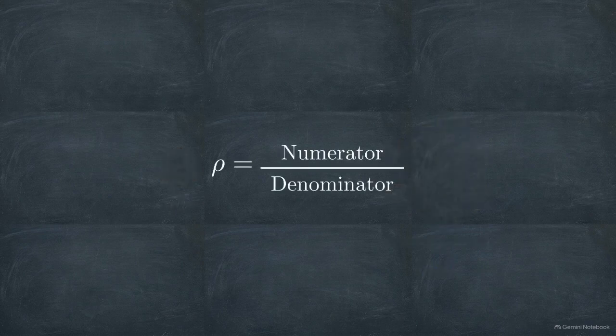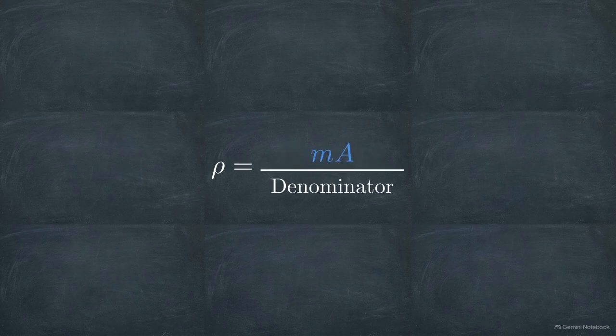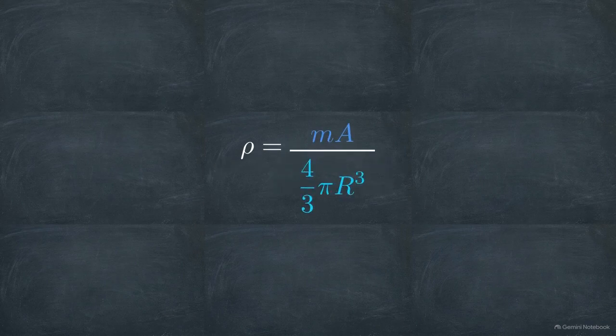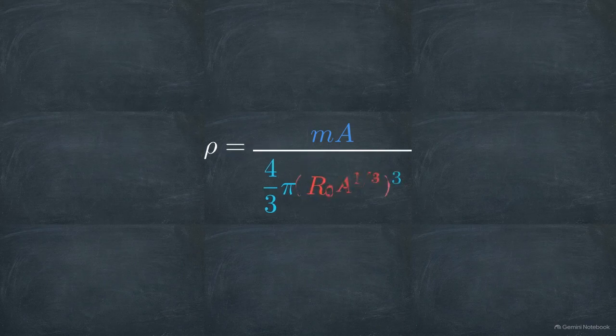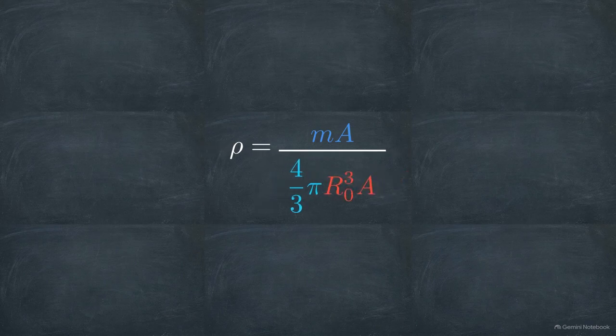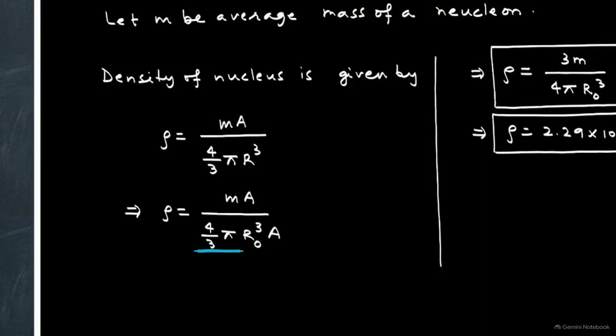To find the nuclear density, ρ, we place the total mass in the numerator and the spherical volume formula in the denominator. We substitute the generic radius, r, with our derived scaling formula, r0 times A to the 1/3 power. Cubing the denominator makes r0 cubed and cancels the exponent on A, leaving a standard A. The notes showed this result, m times A divided by 4/3 pi r0 cubed times A.